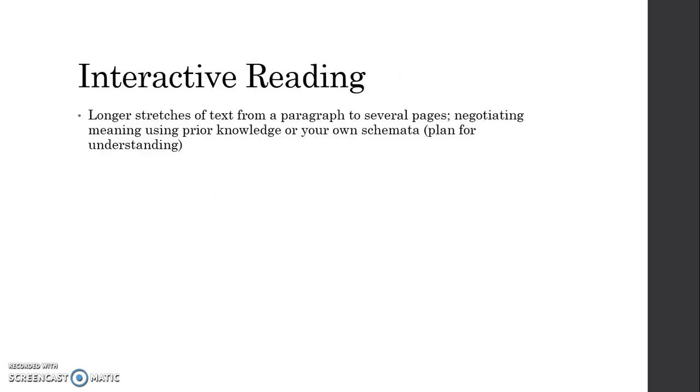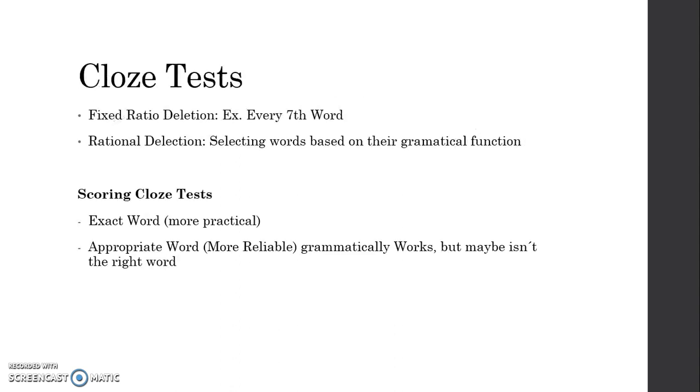Interactive reading. This is the third kind. We've seen perceptive, selective, and now interactive. Interactive reading are longer stretches of text from a paragraph to several pages, negotiating meaning using prior knowledge or your own schemata. For example, Cloze Tests, but here we're talking about like random words, so comprehending the whole text, not a specific type of vocabulary or a specific type of grammar.